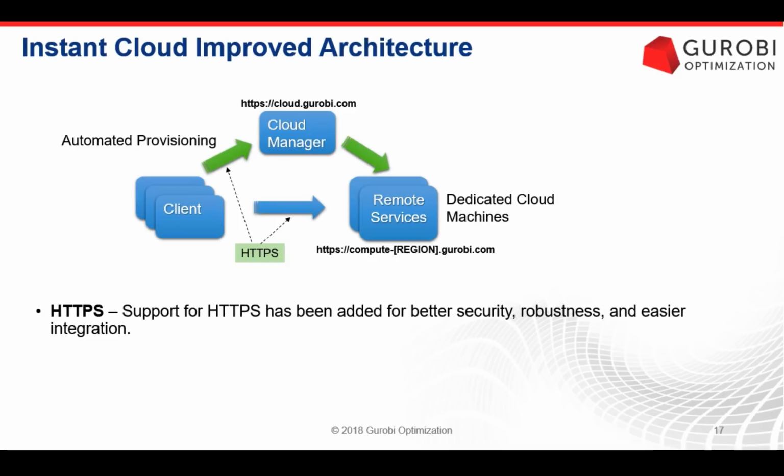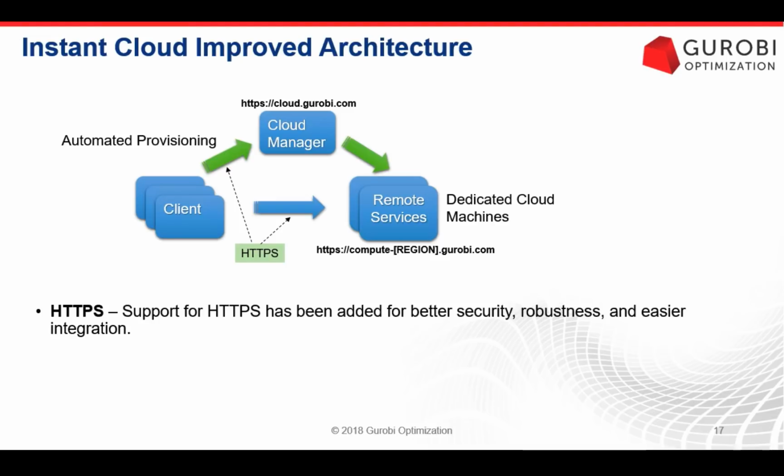Now we'll talk about the improvements to our Instant Cloud product. As a reminder, you can think of our Instant Cloud product as being a Gurobi Compute Server that you can launch on a cloud machine. We host it on Amazon AWS. And you only pay for the time you use. So if you shut the machine down, you're not paying for that machine.